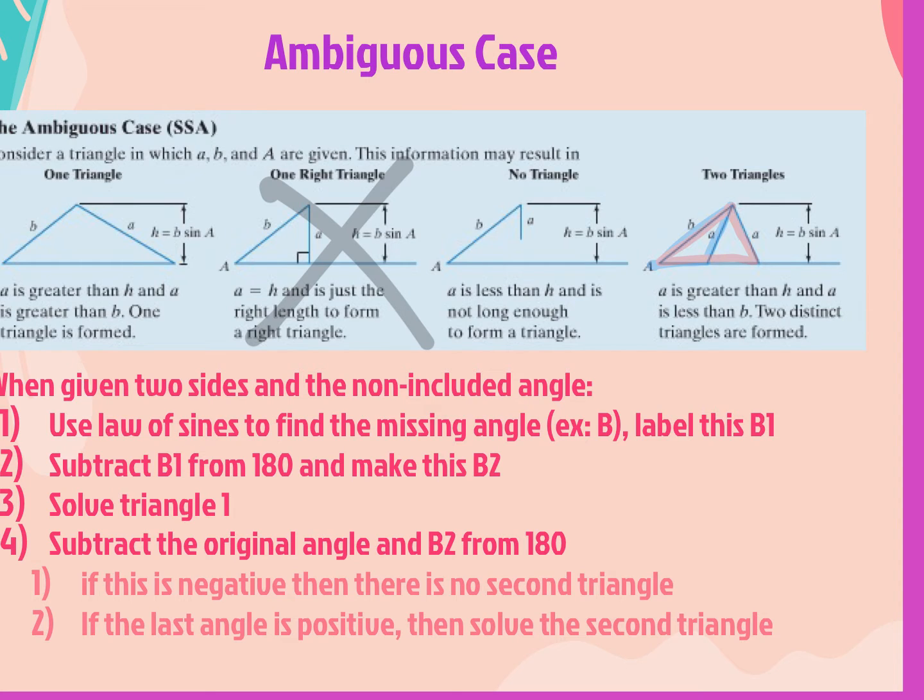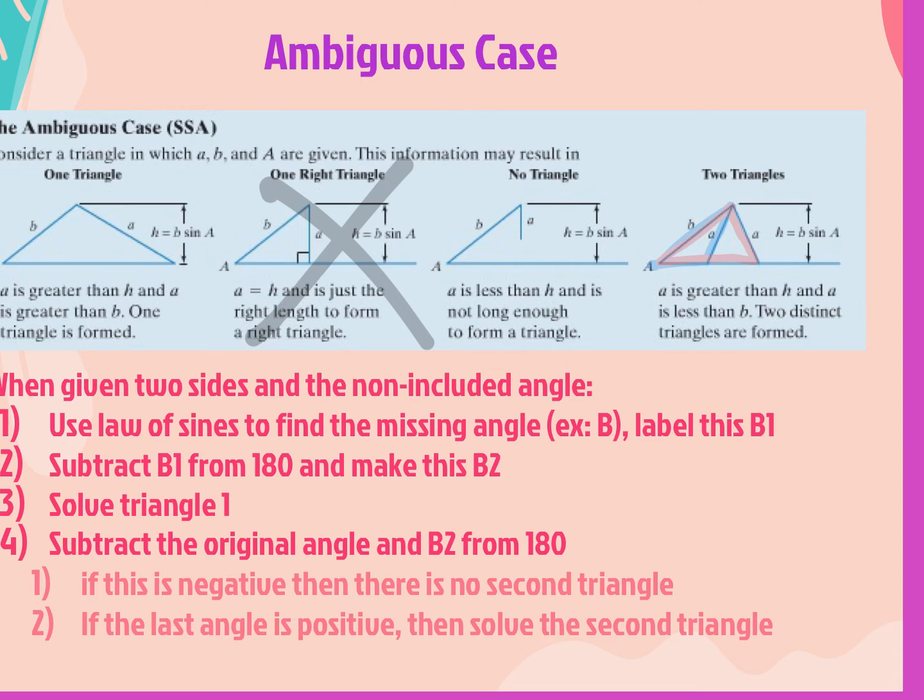B1, yeah, 180 minus B1 is our possible second triangle's B angle, equals B2. So if there is a B2, then there's the second triangle. If B2 is negative, then there's no B2, B2 being the second triangle.